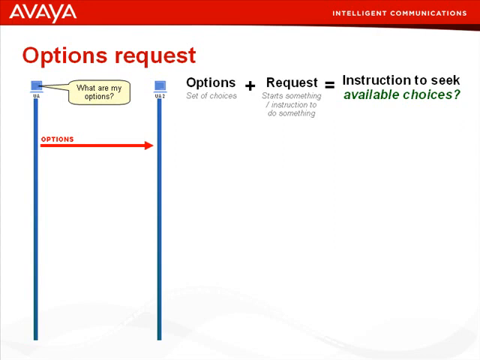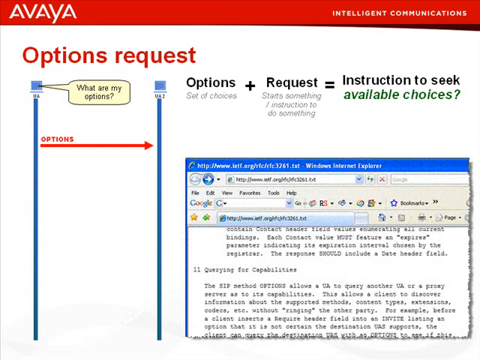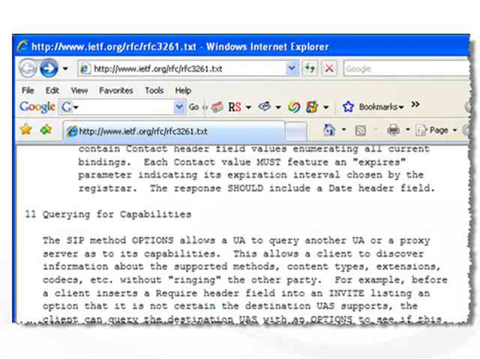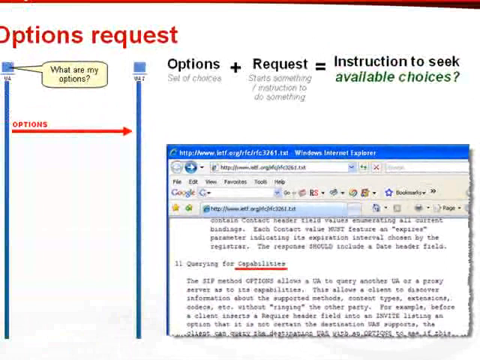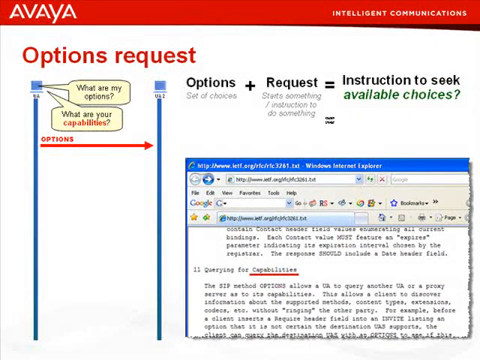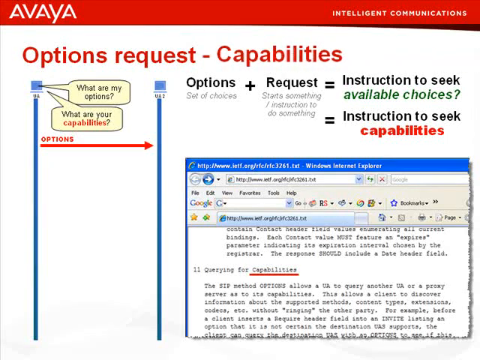Now, although this definition is kind of true, I think to better understand the options request, we need to look at it from a slightly different perspective. In fact, I wonder if the RFC team felt the same way about the options request as the protocol evolved, in that the section title of the options request now uses the word capabilities. Capabilities refers to things like what can a user agent do and what codecs or extensions does it support. The options request is all about finding the capabilities of the other party.